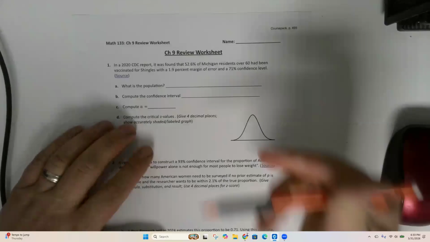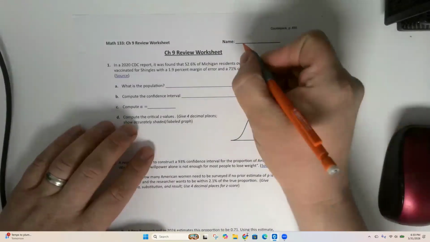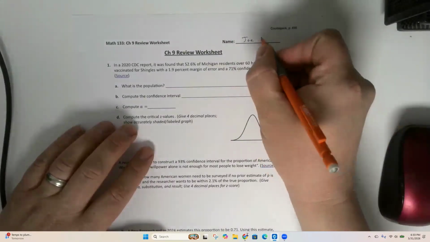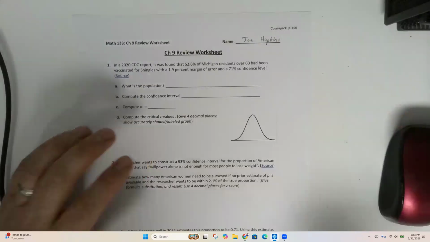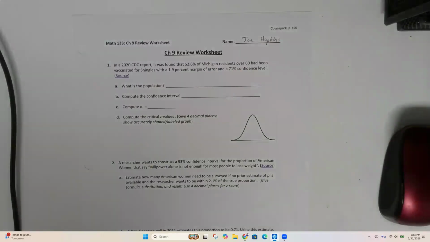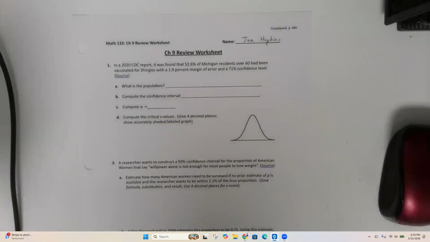And page 495. So chapter 9 is all about confidence intervals. A confidence interval is going to be a lower limit and an upper limit. It's two numbers. And it gives you a range for where you expect the population parameter to land.